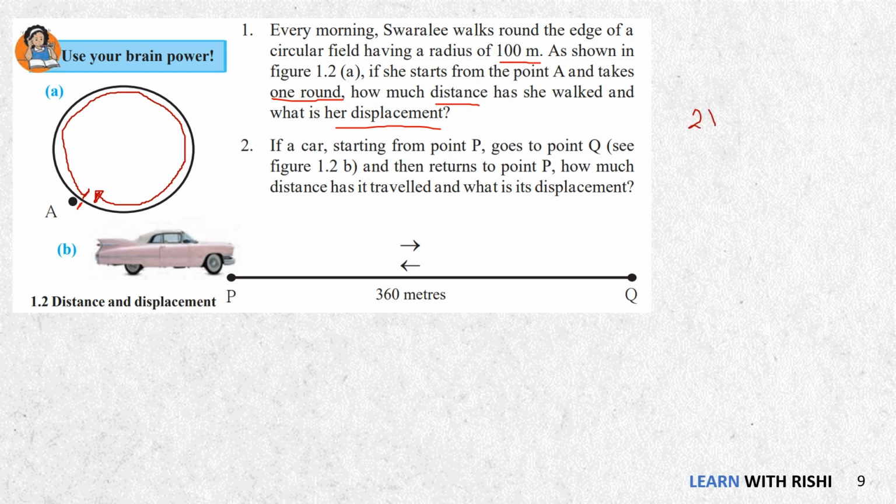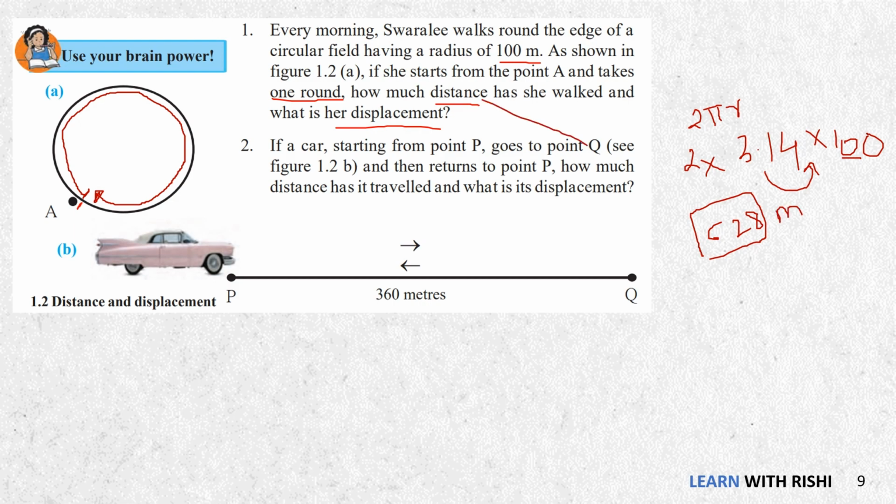So 2 pi r. So we'll multiply 2 into pi into r. So it will be 2 into 3.14 into r, which is given as 100 meters. So it is 100. Now since this is 100, we'll shift the two decimal points here. It will be 314 multiplied by 2, which will be 4 2s are 8, 2 1s are 2, and 2 3s are 6. So our total distance will be 628 meters. This will be our total distance.